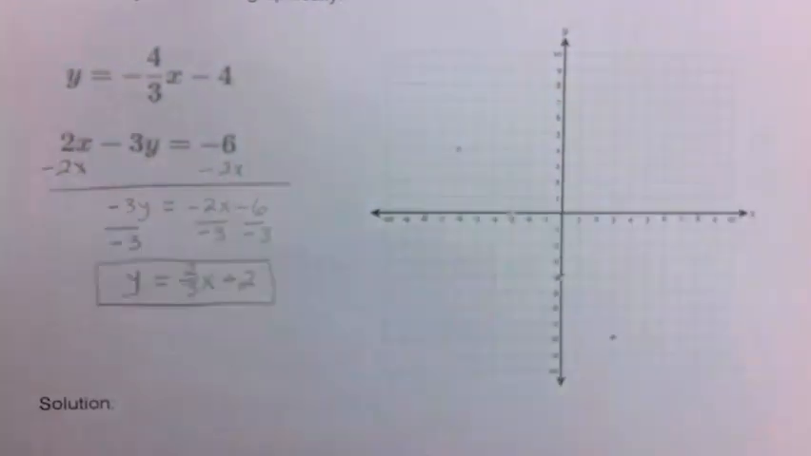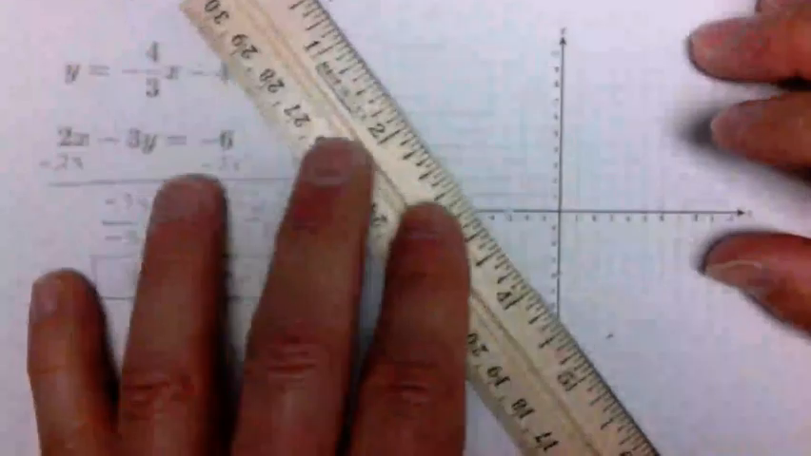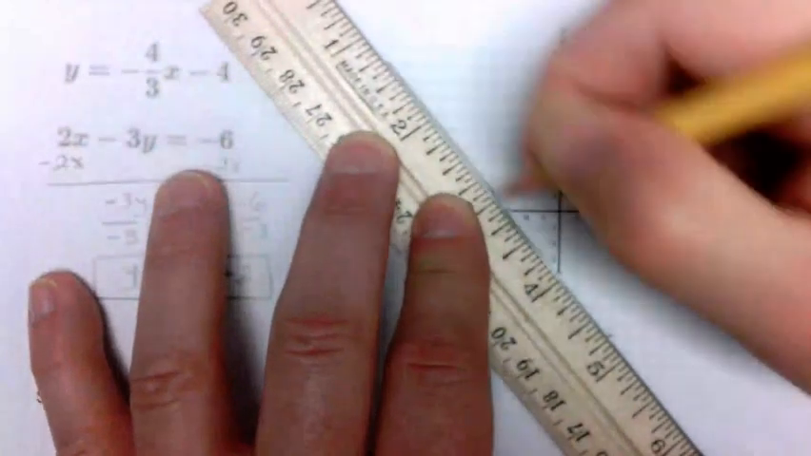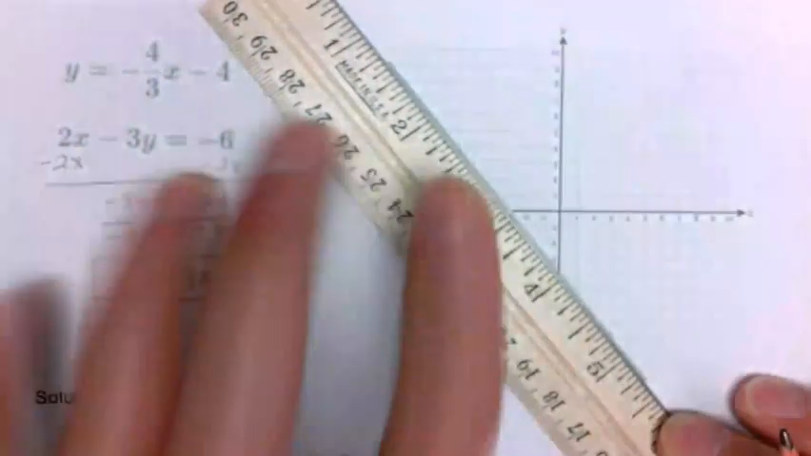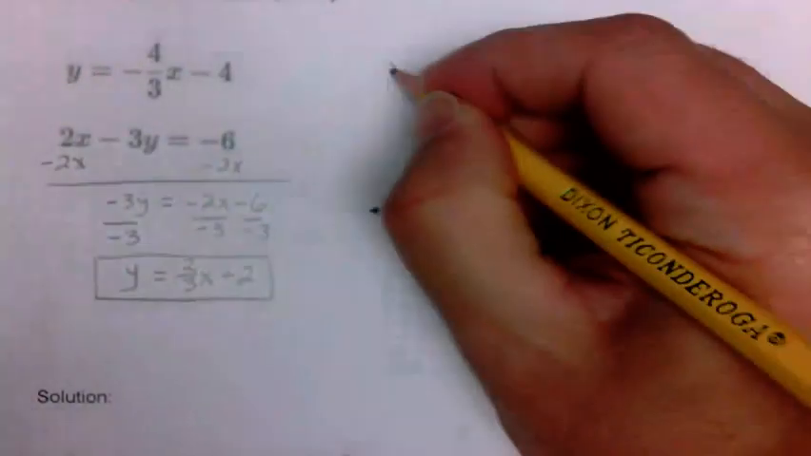And now I can use my ruler to connect those points. And this is the first line in our system. Put the arrows on it.